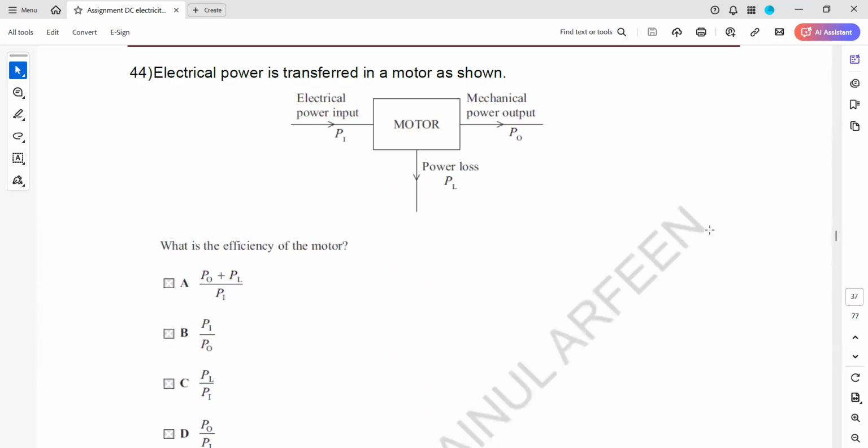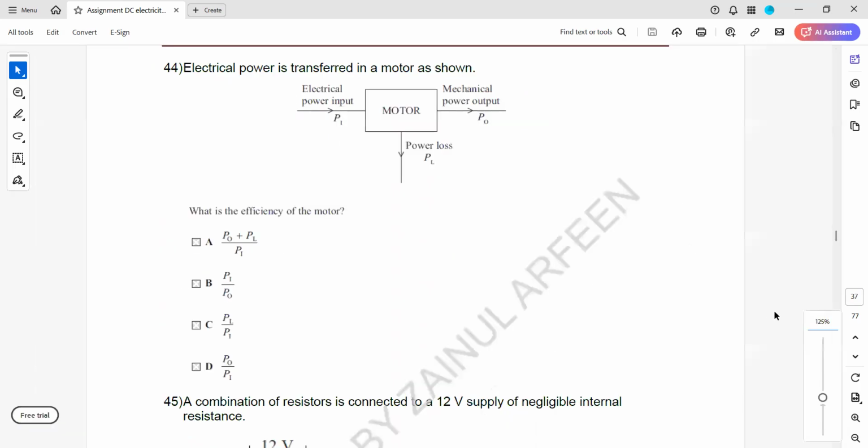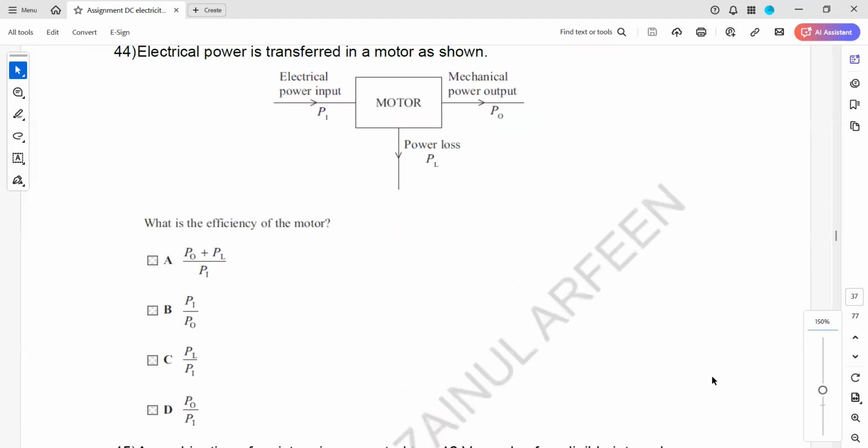Electrical power is transferred in a motor as shown. What is the efficiency of the motor? Efficiency is useful power output divided by total power input multiplied by 100. So power output divided by power input. So D should be the right answer.